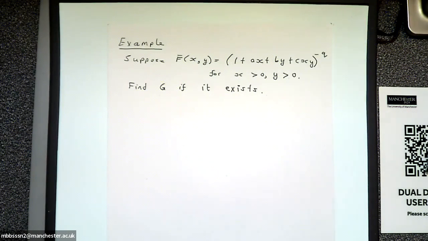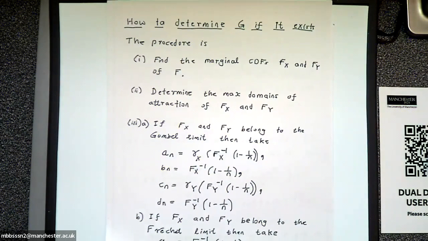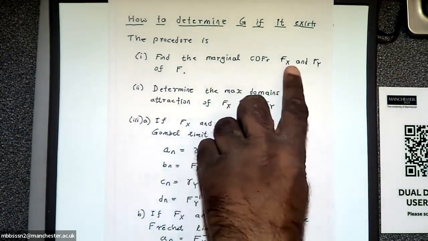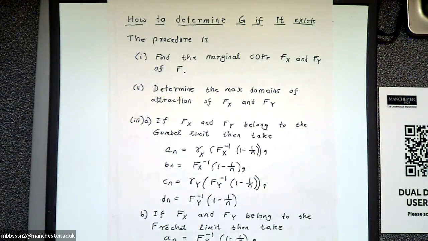All right, so for this kind of question, you need to use the 4-step procedure, which I talked about a while ago, right? So you know what I'm talking about when I say the 4-step procedure. Let me show you. This is the 4-step procedure I'm talking about, right? So the first step is to find the marginal CDFs of Fx and Fy.